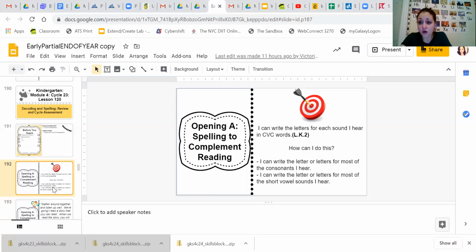Look behind me. All of these letters that you've learned in K-O-1 so far, you can put the letter with a sound, right? And you can write the letter for the short vowels that you hear. Remember, we've been going over short vowels and long vowels.